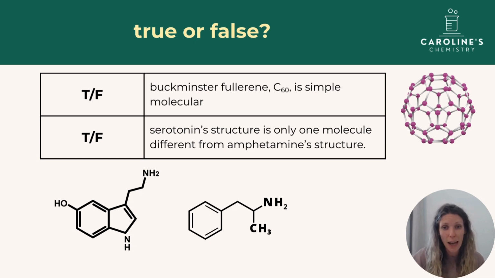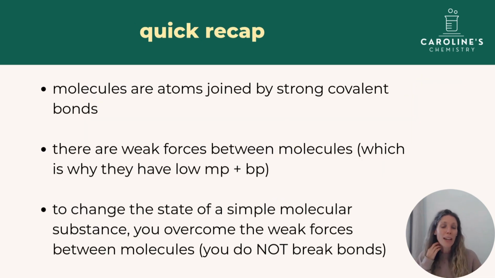Okay, let's recap. So we've learned today that molecules are atoms joined by strong covalent bonds. Simple molecular substances are all of the non-metals joined together. There are weak forces between the molecules, which is why they have a low melting point and a boiling point. And we do not break the bonds when we change the state of a simple molecular substance. We only overcome the weak forces.